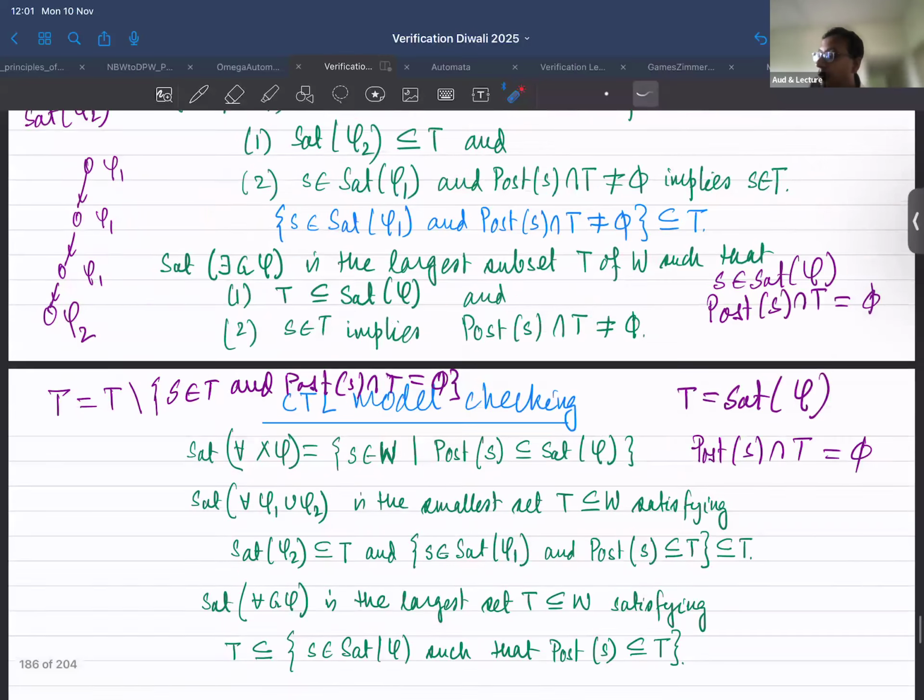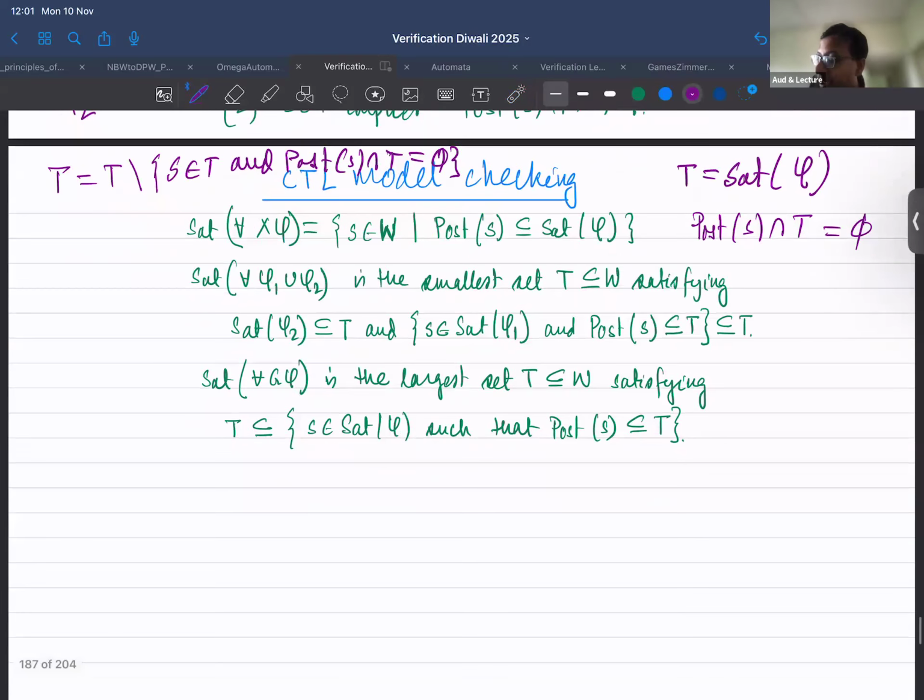Suppose I have sat of phi, and I'm saying that for all successors, I would like them to satisfy phi. So you just do this: post of S. These are those states such that post of S is a subset of sat of phi. Clear? It should be a subset. Earlier, when we were talking about exists, we were saying the intersection with sat of phi should be non-empty. Here we are saying post S should be a subset of sat of phi.